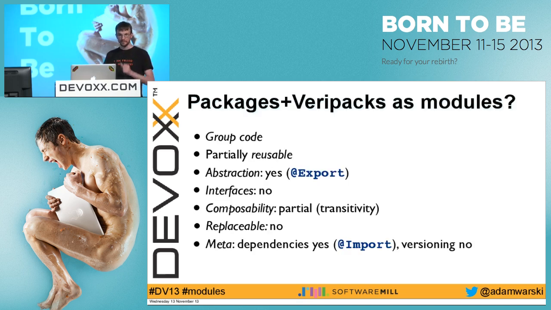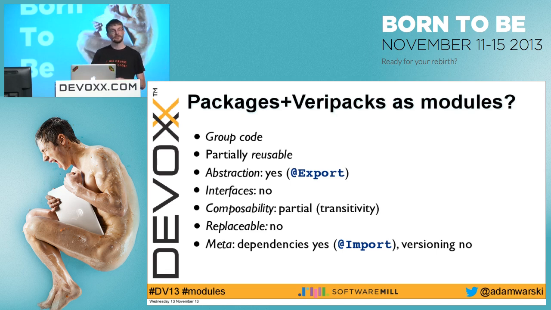Okay, so to sum up the packages plus Veripacks approach with the traits that we defined before. Of course, with Veripacks you can group code. What you get is modules which are reusable in some way, right? You can depend on other packages, but you cannot really take a package in itself out of the jar. Veripacks provide abstraction via the export method. There's still no way to define interfaces and a way to implement them, so a package still cannot implement an interface.